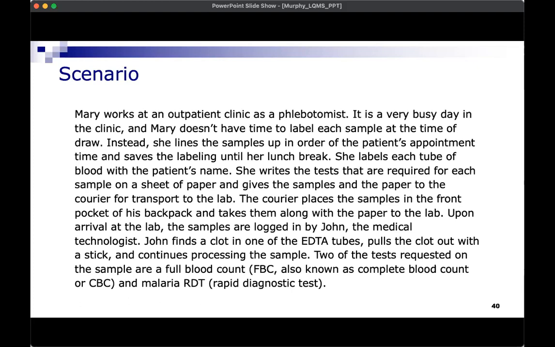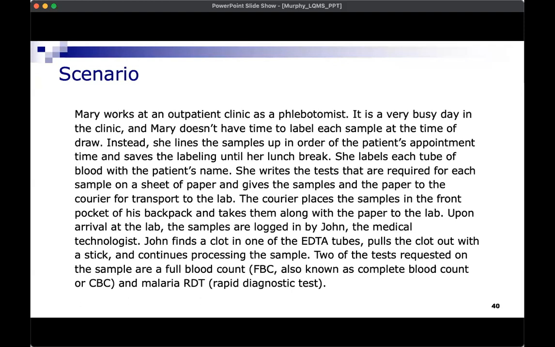We all know that there are certain tests that you just cannot run clotted samples on, right? Like CBC, it's just not possible. So that would be an automatic rejection for a CBC. You may be able to do a malaria RDT though, depending on how big the clot is. So maybe some flexibility there, but it's really not good practice to just pull the clot out, toss it, and continue processing the sample. At the very least, there needs to be recognition of the clot.